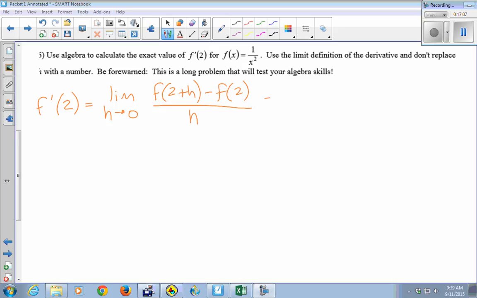All right, so now f has a formula, right? F of x is 1 over x squared. So f of 2 plus h just says go into your formula for f, replace all the x's with 2 plus h's. So this is 1 over 2 plus h squared minus f of 2, which is what you get when you put a 2 into the formula, which is 1/4, all over h. And I forgot to write limit. Keep that. You're going to write your limit as h approaches 0 for every step until you plug 0 in. So what we're actually going to do is solve all this out.